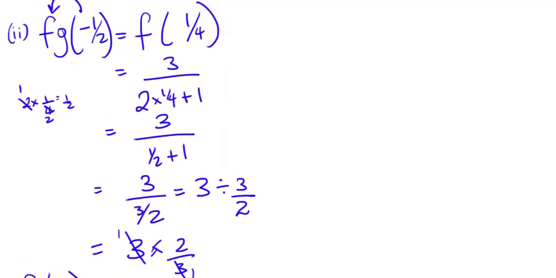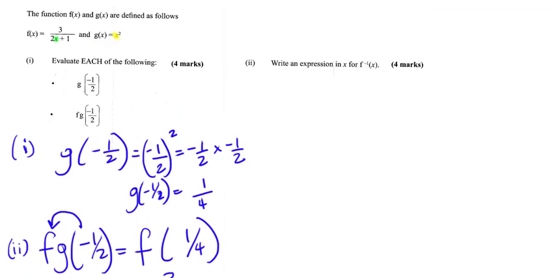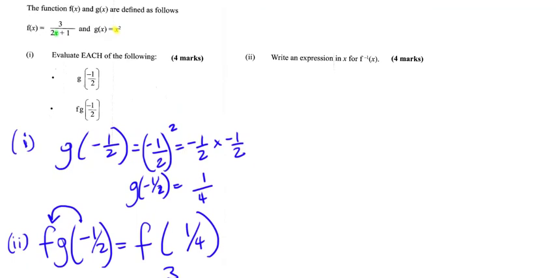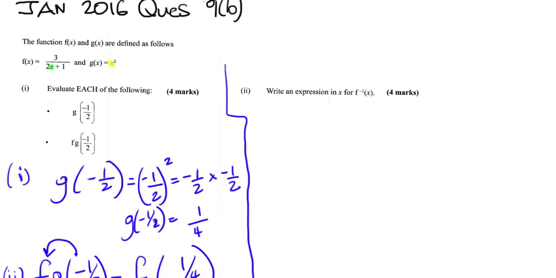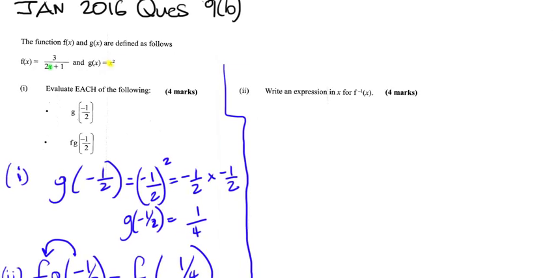Alright, so we've found g of negative a half, we've found fg of negative a half, and that means we can move on to our second part, which says that we want to find f inverse x. We're looking for f inverse x. So do you remember how to find the inverse function? Basically, we can use the concept of transposition, right?